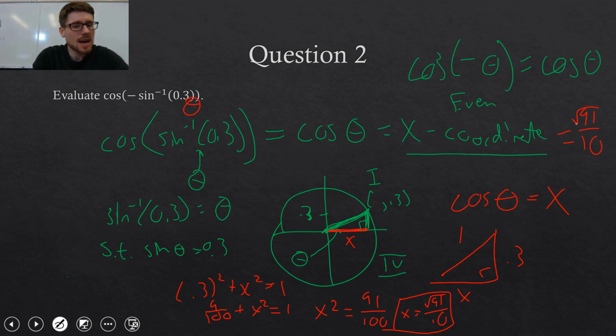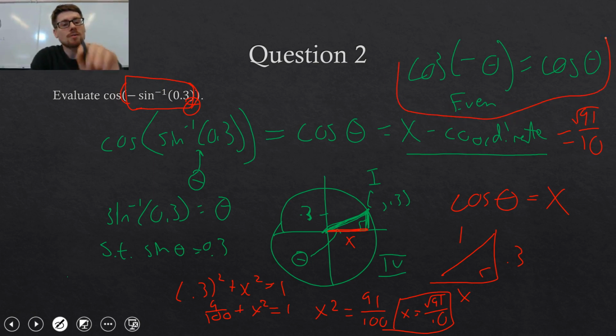If we were to look at the original angle that we started off with, and we didn't apply this evenness identity I was talking about earlier, that angle would be in quadrant 4, because sine inverse of 0.3 is an angle in quadrant 1, and when you change the sign to a negative, you would end up in quadrant 4. But you'd end up getting the same answer because the x is the same. If you were to sketch that angle as negative, you'd have the same x coordinate. So either way gets you there.